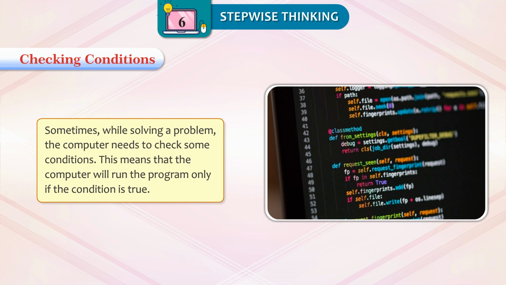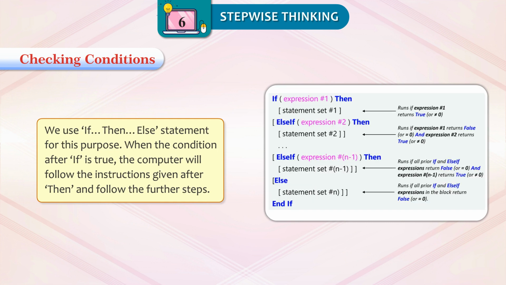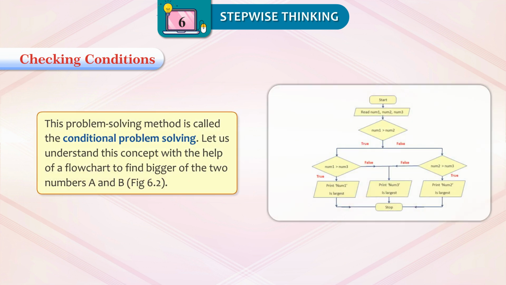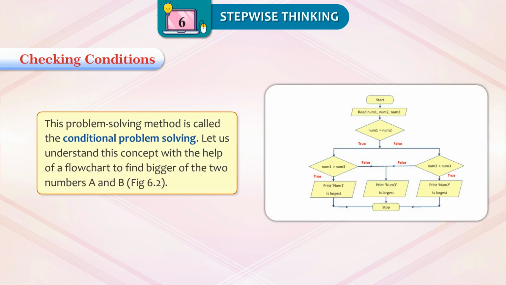Checking conditions. Sometimes, while solving a problem, the computer needs to check some conditions. This means that the computer will run the program only if the condition is true. We use if, then, else statement for this purpose. When the condition after if is true, the computer will follow the instructions given after then and follow the further steps. But when the condition given with if is false, then the computer will follow the instructions given after else and follow the further steps. This problem-solving method is called the conditional problem solving.